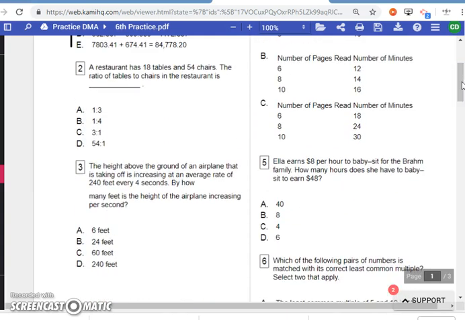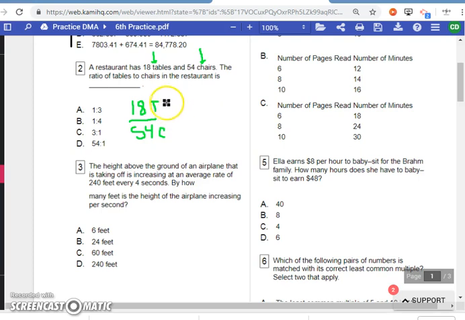The next problem is a ratio. There are 3 different ways of writing a ratio: 18 tables and 54 chairs. I'm using T and C to identify table and chair. Now I want to point out once again, there are 3 different ways of writing a proportion. I'm going to use a fraction. This is one way, a numerator and denominator, to write a proportion.